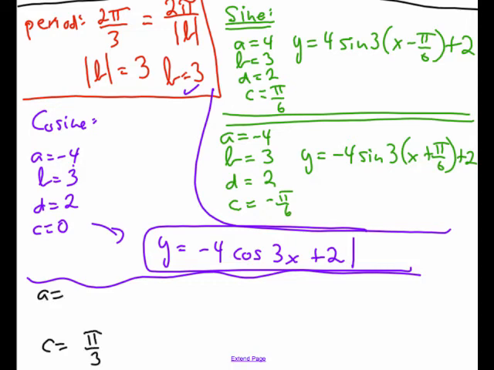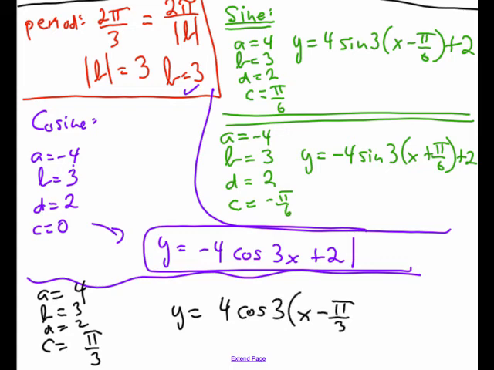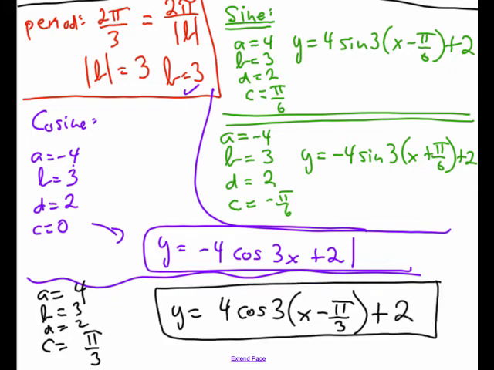My A would have been 4. And my B and my D the same as before, 3 and 2. And so the equation would have been y equals 4 cosine 3 x minus pi over 3 plus 2. So I've come up with 4 different equations, all of which represent the same graph.